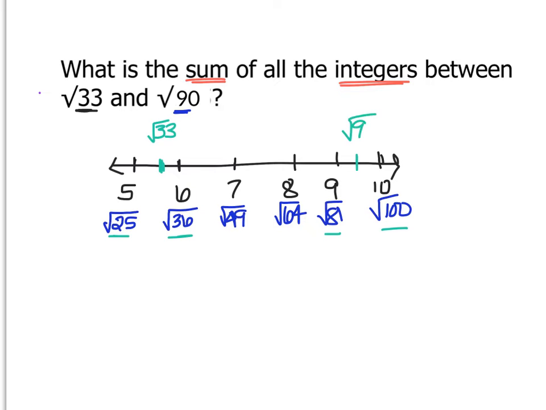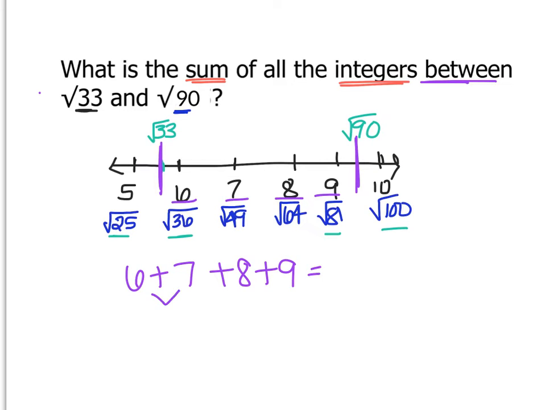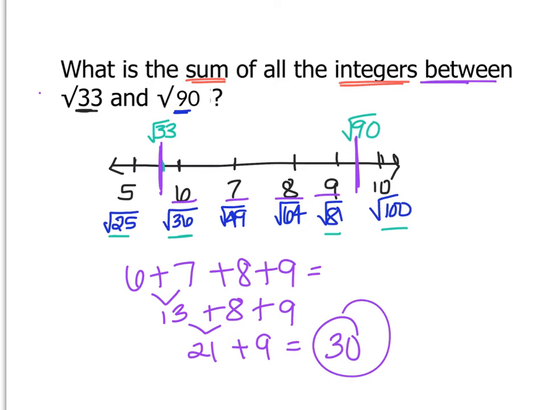And then again, I want the sum of the numbers in between. So I'm going from the square root of 33 to the square root of 90. I now have 4 numbers in between. So I have to do 6 plus 7 plus 8 plus 9, 13. And this is all calculator inactive work. 13 plus 8 is 21, and 21 plus 9 is 30.